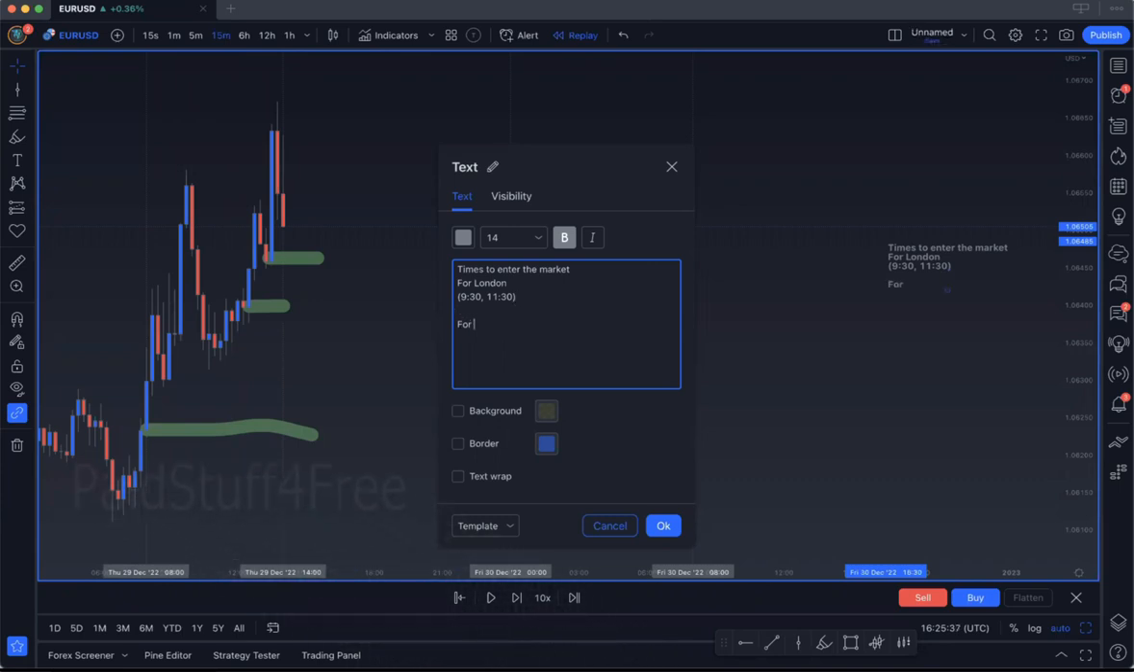For New York, it's going to be 13:30, 14:30, 1600, and 1900.